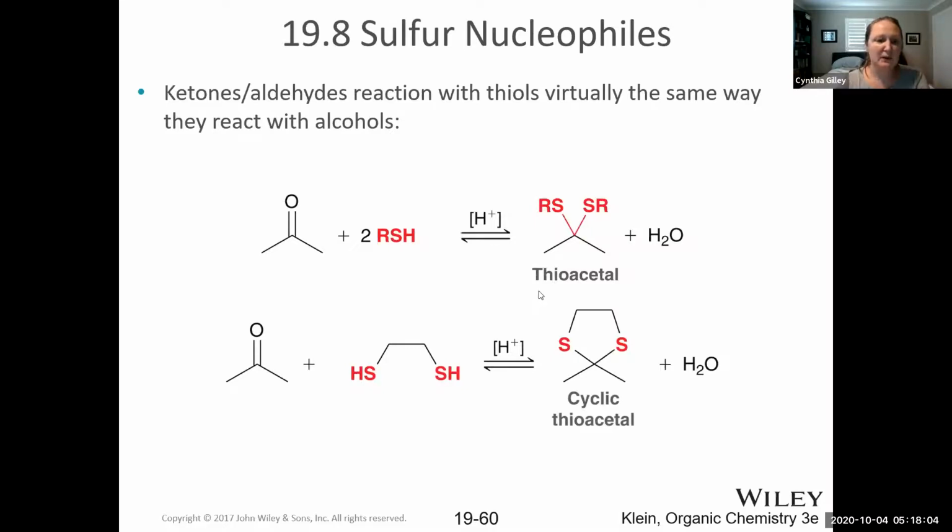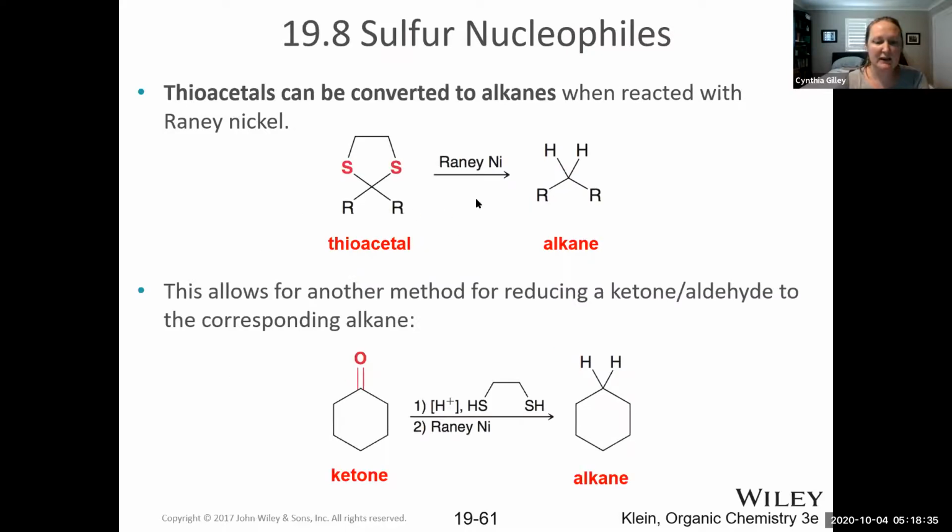Let's talk about sulfur nucleophiles. We can form what's called a thioacetal, right? So it's basically an acetal where the oxygens are replaced by sulfurs. That could be formed from a ketone or aldehyde and two thiols. And it's reversible, right, with water as the product in this direction. Just like we can form a cyclic acetal, we can form a cyclic thioacetal. And the main advantage of this is the fact that we can do what's called a Raney nickel reduction of the carbon of the thioacetal.